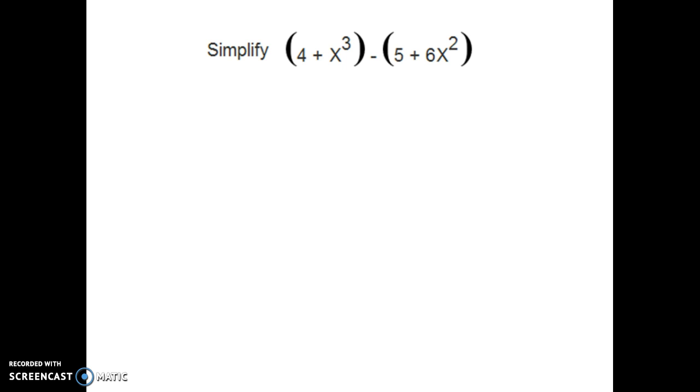So we have 4 plus x cubed minus the quantity 5 plus 6x squared. We will copy the contents of the first set of parentheses, so 4 plus x cubed. But now we must distribute that negative through to the second set of parentheses. So the negative times a positive 5 gives us minus 5, and the negative times the positive 6x squared gives us a negative 6x squared.